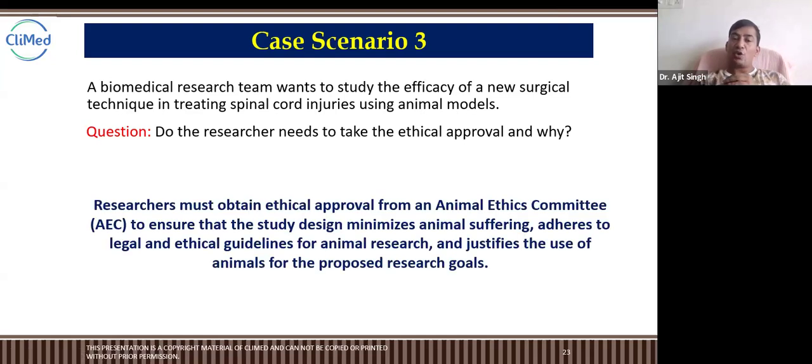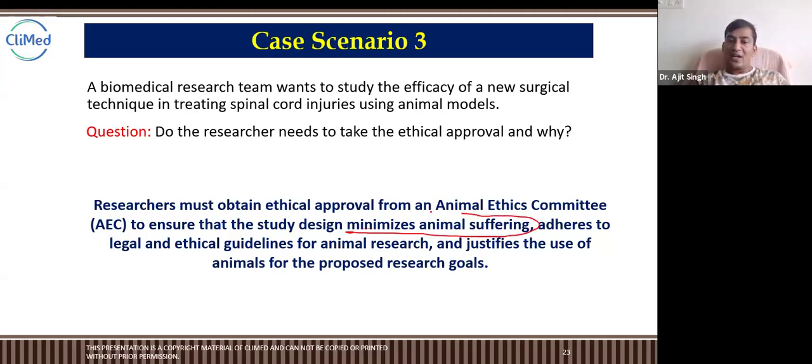Yes, researchers must obtain the approval from the Animal Ethics Committee, AEC. One is IEC, Independent or Institutional Ethics Committee, or AEC, Animal Ethics Committee, to ensure that the study design minimizes animal suffering, adheres to legal and ethical guidelines for animal research, and, look at the sentence, justifies the use of animals for the proposed research goals, right? So these terms are very, very important to remember.